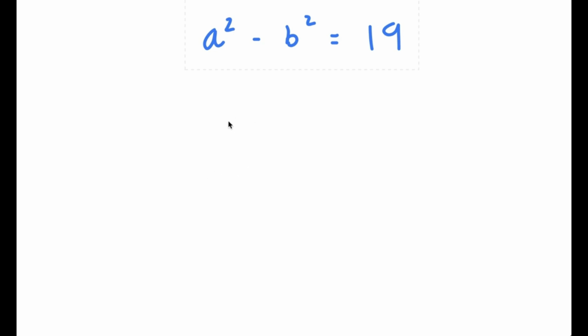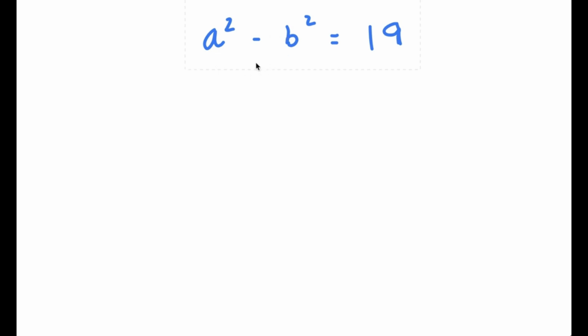Alright, so in this problem, I have a squared minus b squared is equal to 19. So I want to note that a and b, these are both positive integers. And we want to find the value of a and b. So, to start, we first start with a squared minus b squared is equal to 19.